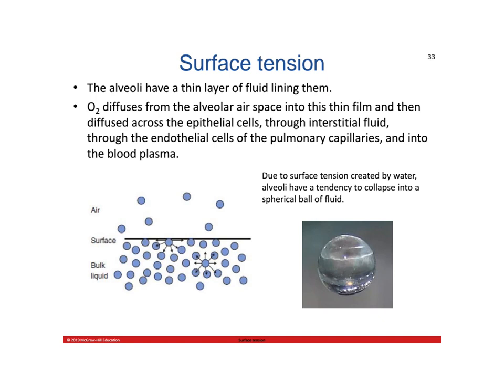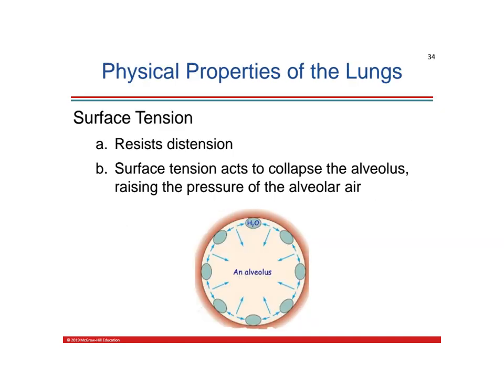And so again, for something as small as an alveolus, having a lot of water in it would tend to collapse the alveolus inwards on itself. The consequence of this surface tension is that the alveolus will resist distension. Normally an alveolus needs to be able to distend or expand during inspiration, but if there's a lot of surface tension, it'll be very difficult to inspire air because of this resistance.